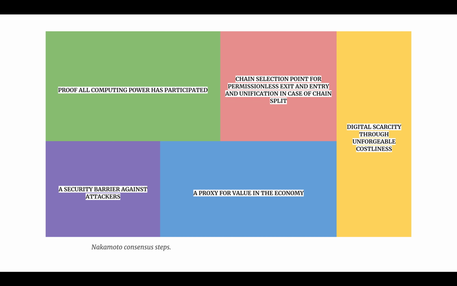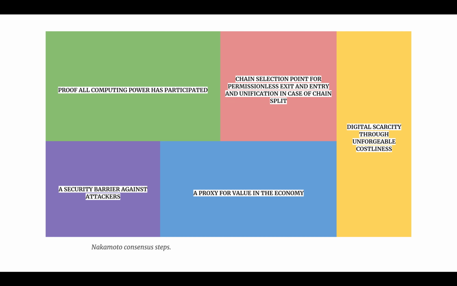Nakamoto consensus provides proof that the great majority of computing power participates in building blocks. This is because for any given block at a certain difficulty, the fact that the miners in the network took more or less 10 minutes to hash it is physical evidence that the great majority of computing power participated in building that block. The above is Satoshi Nakamoto's famous solution to the Byzantine Generals' Problem.